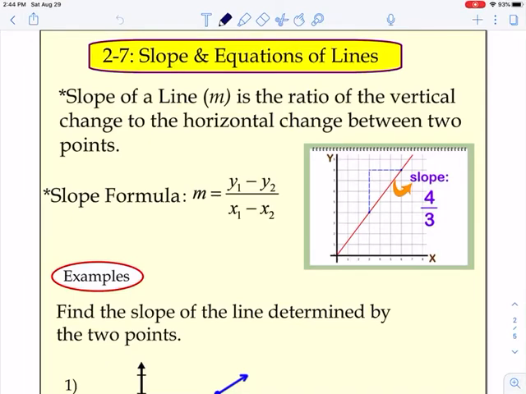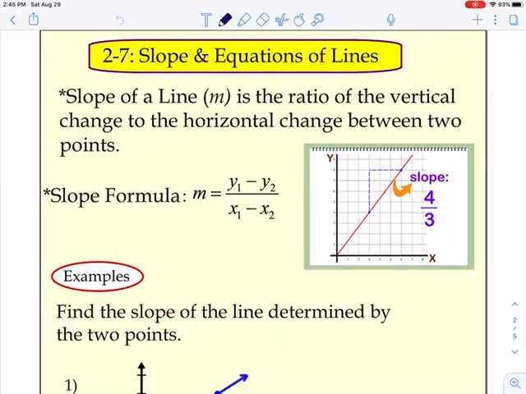Section 2.7 is about slope and equations of lines. So the slope of a line, m, is the ratio of the vertical change to the horizontal change between 2 points. And again, a ratio can be written in fraction form. The slope formula is m equals y1 minus y2, all divided by x1 minus x2. So again, that's a ratio because it's in fraction form.